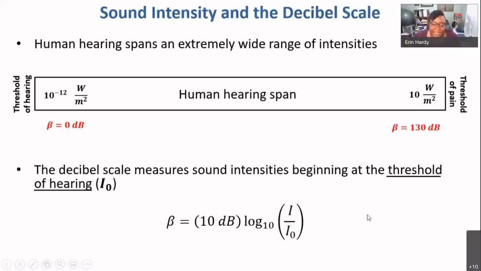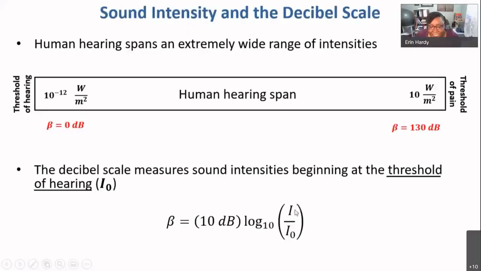If we know the intensity of the sound that we're evaluating, we can relate it to the threshold intensity I naught, the 10 to the negative 12 watts per square meter, and then multiply it by 10 decibel. And we'll get a value beta. That is like the loudness of the sound that we are encountering. It's not dependent just on the intensity of that sound, but the ratio of the intensity to the threshold of hearing.